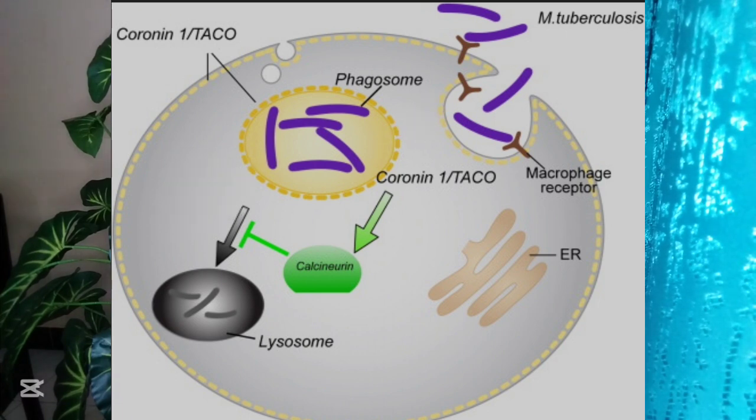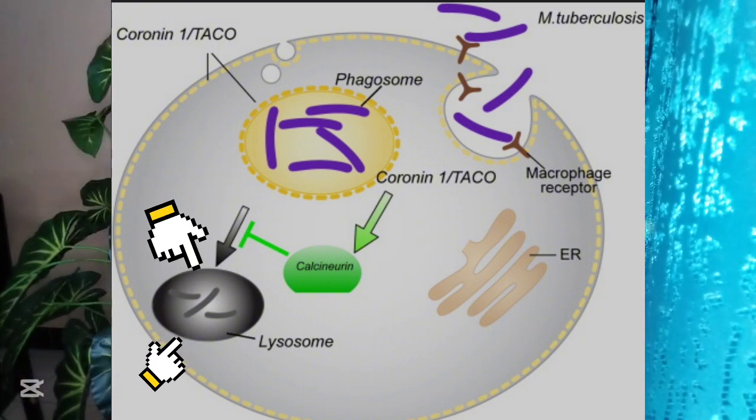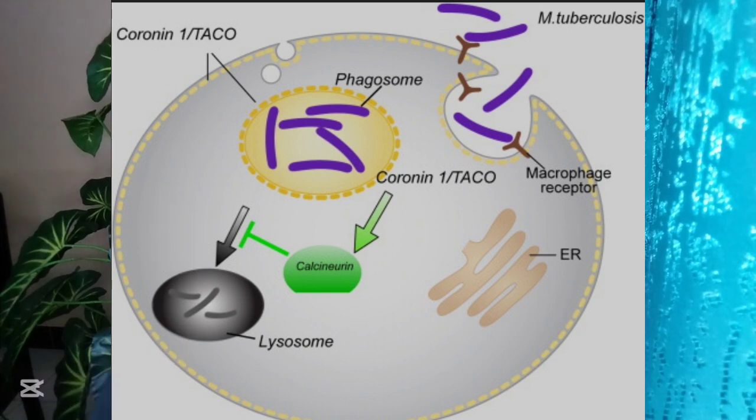Now the next step is there has to be a union between this small bag where the bacterium has been enclosed and another structure of the macrophage called a lysosome. The lysosome has enzymes that are supposed to kill this bacterium.